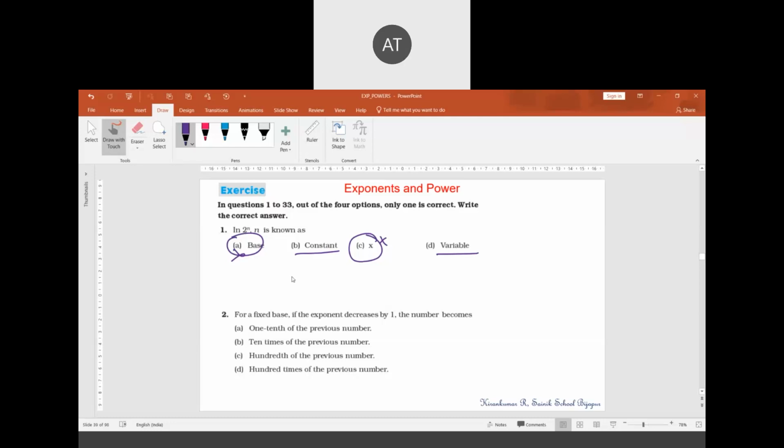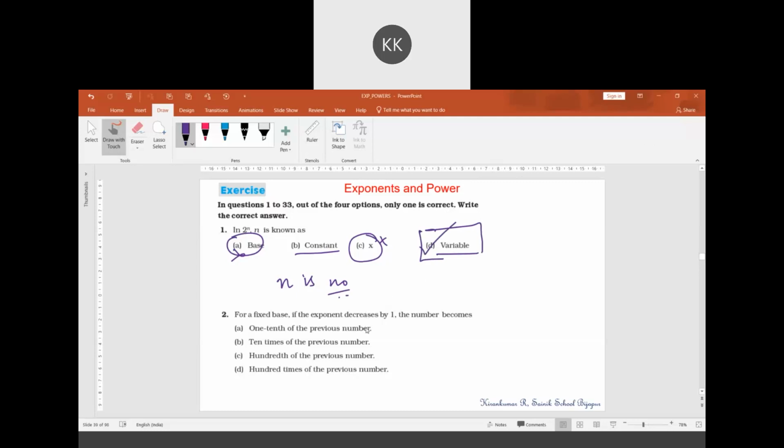So n is just a number, isn't it? Yes, sir. Any number can be replaced with n, sir. So it is a variable. But number is a constant, isn't it? Yes, sir, but n is a variable. Yes, sir. So I will lock this as an answer.